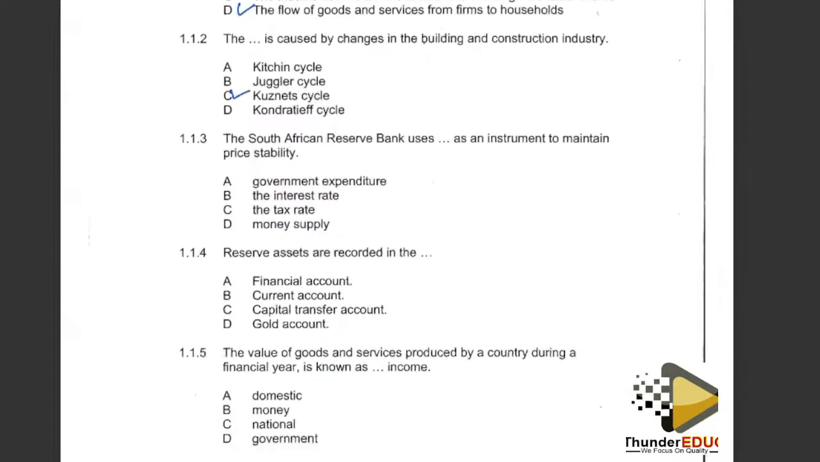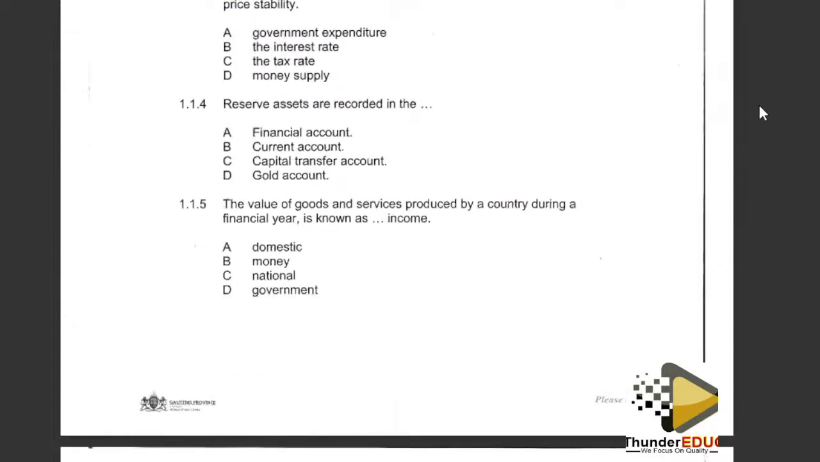The next question that we have in hand is 1.1.3. It reads as follows: The South African Reserve Bank uses dash as an instrument to maintain price stability. The moment they are talking of the South African Reserve Bank, you should take into account which policy it uses, and under which policy, which instrument best works for the South African Reserve Bank so as to stimulate the flow of goods and services.